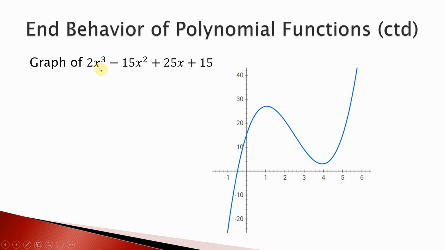And when you go to this side, if you plug in something like negative 10,000, the cube of a negative number will always be negative. And when you multiply it by a positive number, you again get a negative number. So it will go downward when x goes to the far left. Okay, so that's how it behaves.